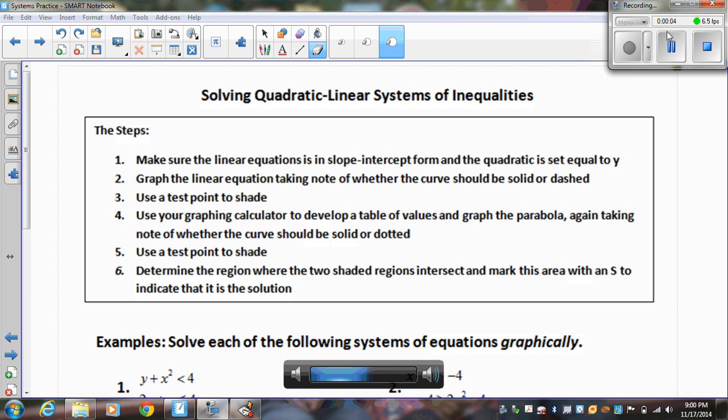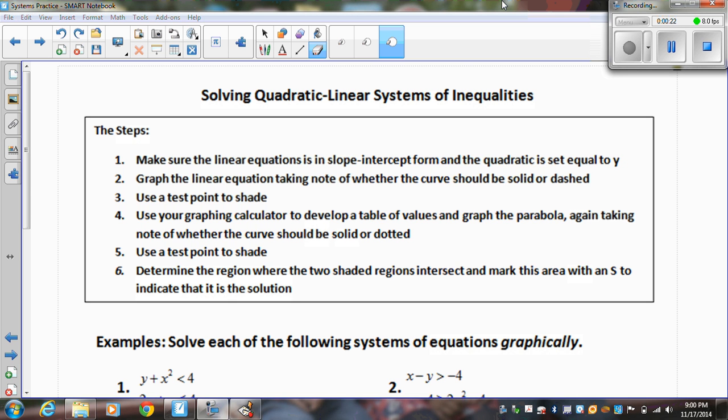Okay, last but not least, we are going to solve quadratic linear systems of inequalities. Really the key to success here is being able to appropriately graph a line and a quadratic, and being able to identify the two of those.